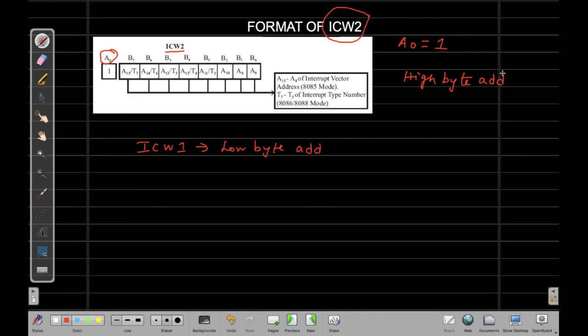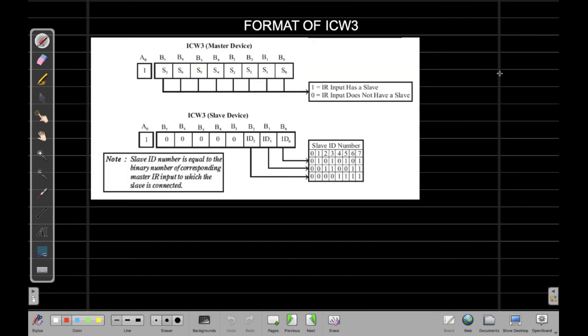So that is why ICW1 and ICW2 are two mandatory initialization registers which have to be sent by the processor to 8259. Now coming to ICW3. ICW3 is an optional control word which is sent by 8085. This optional control word is sent by 8085 if we are using the system in cascaded mode. That is, if you have devices connected in master-slave configuration, then this control word should be sent by 8085.